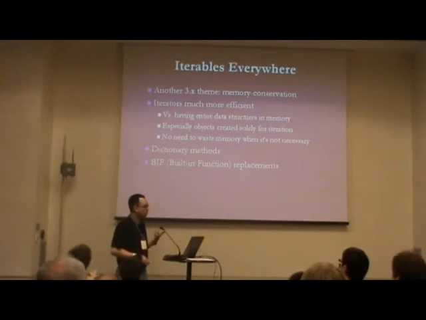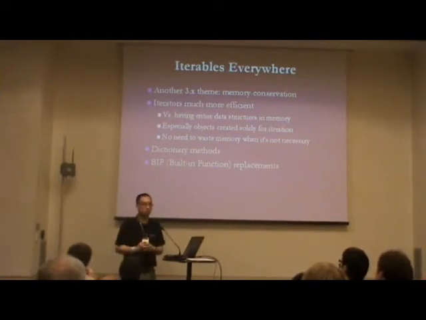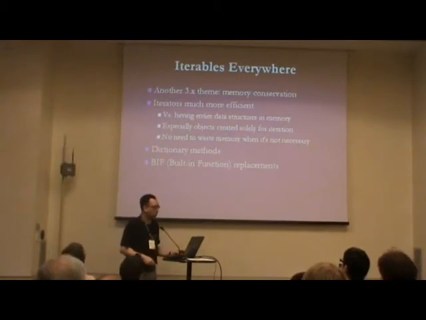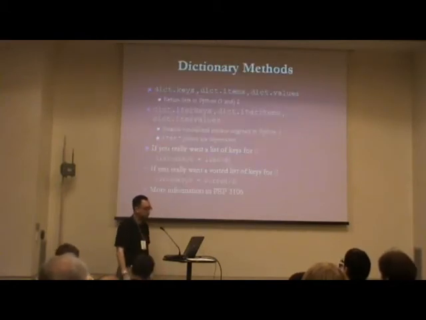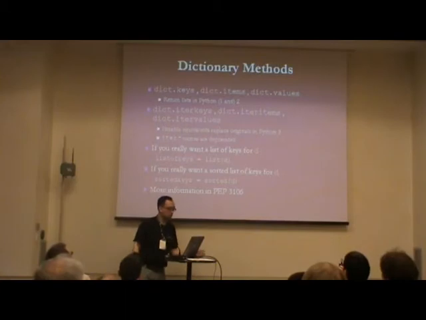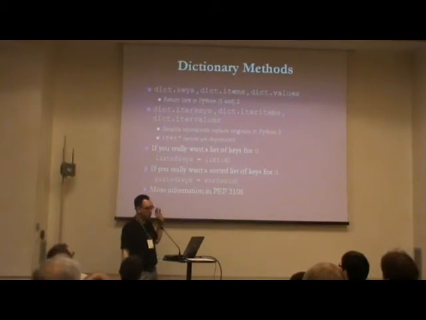So a lot of things are changing to use iterators now. Things that used to return lists will now return iterators instead of lists. This includes dictionary methods and some replacements to existing built-in functions. So let's talk about those. Dictionary methods: dict.keys, items, and values return lists in Python 1 and 2. If you call .keys, you get a list of all the keys, .values gives you all the values, and .items gives you all the key-value pairs.